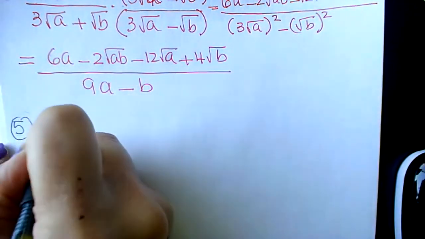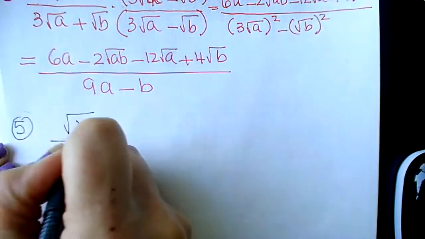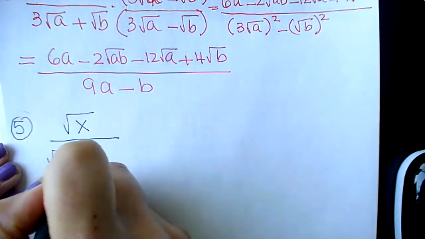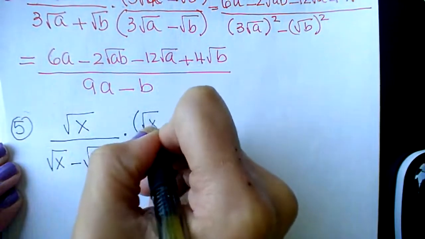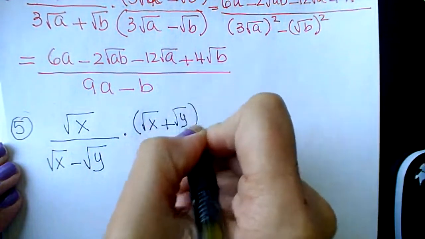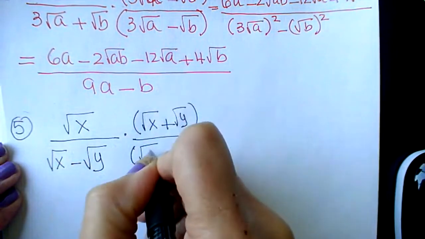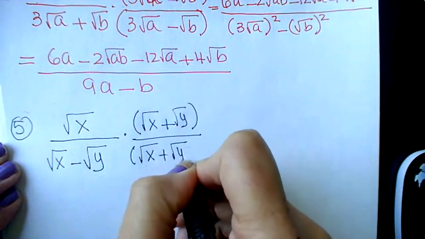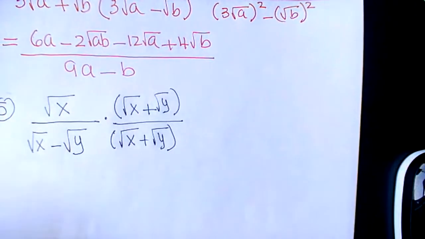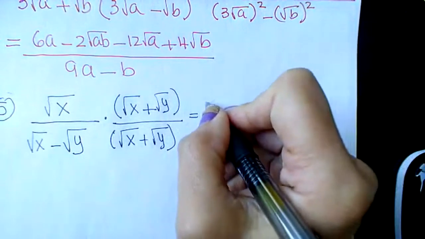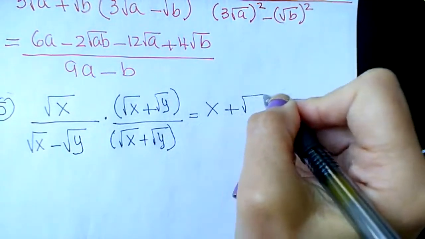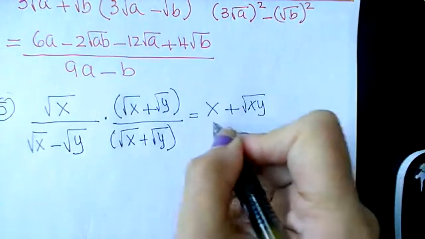When we have a square root of x divided by the square root of x minus the square root of y. So again, I'm going to multiply it by the conjugate of the denominator. I'm rationalizing the denominators. That's what I'm doing. So the first one, this one times this one is what? Is x. And the other one will be square root of xy.